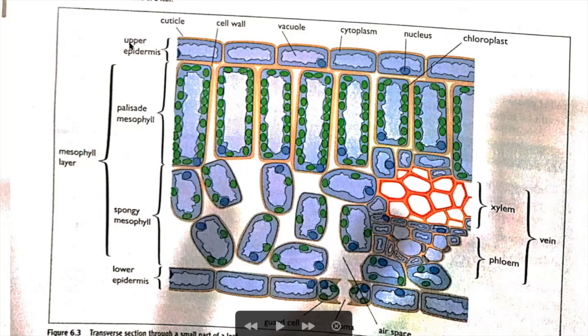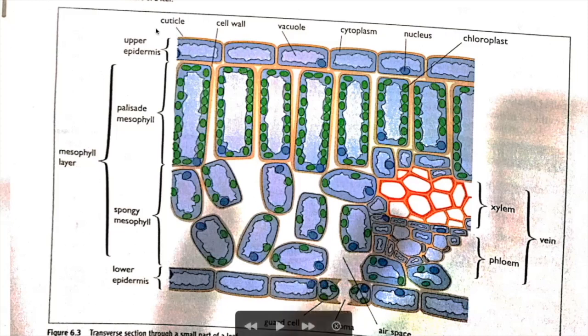So what is the function of the upper epidermis? If you notice, on the surface of the upper epidermis there is a cuticle. Ni awak tengok ni, warna orange ni. This is what we call the cuticle. The function of the cuticle is to minimize water loss, or the function of the cuticle is to minimize transpiration. Untuk mengurangkan kadar kehilangan air lah.